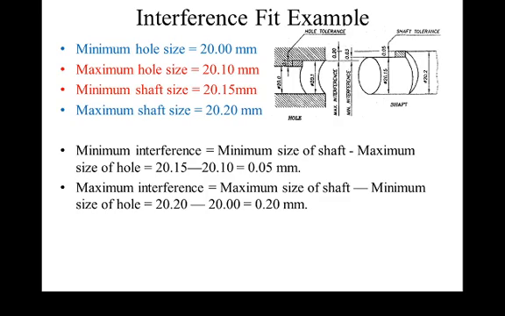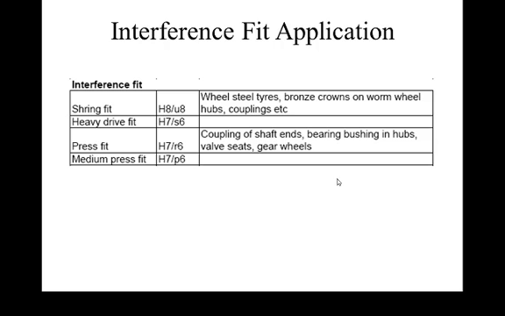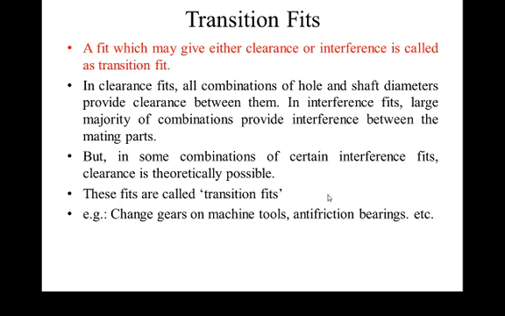Now take one example. Different dimensions of the holes and shafts are shown here. The minimum size of hole is equal to 20, the maximum size of hole is 20.1, the minimum size of shaft is equal to 20.15 and the maximum size of shaft is 20.2. Therefore, when we calculate the minimum interference and maximum interference, both values indicate it is an interference fit. These are some of the standard types of interference fits.